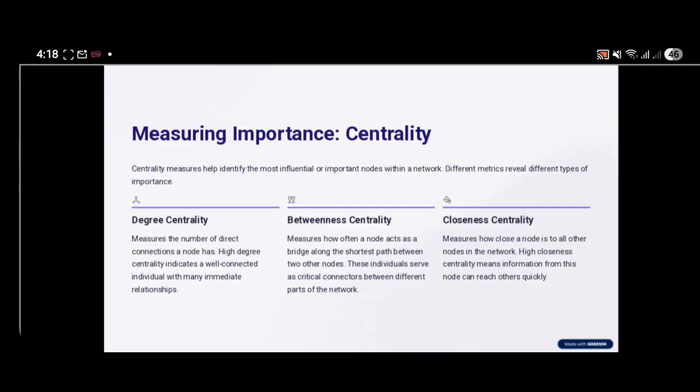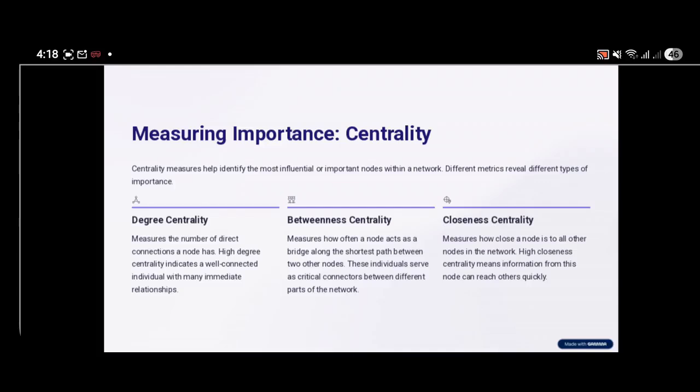One of the first and most important things we can measure is centrality, which helps us identify the most influential or important nodes in the network. But importance can mean different things, so we use different metrics. First, there's degree centrality. This is the simplest. It's just the number of direct connections a node has. Think of a social butterfly. This person has a very high degree centrality.